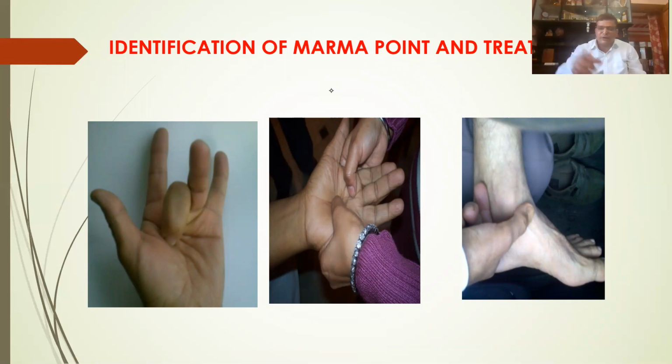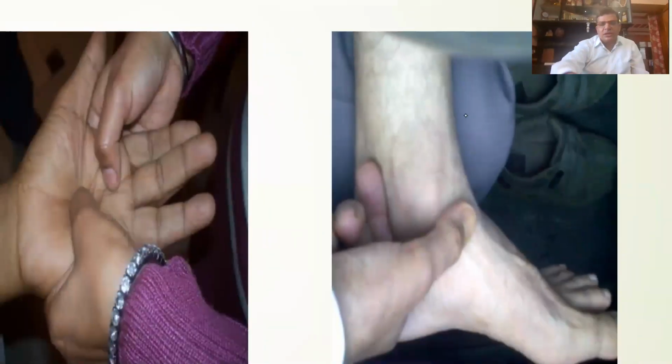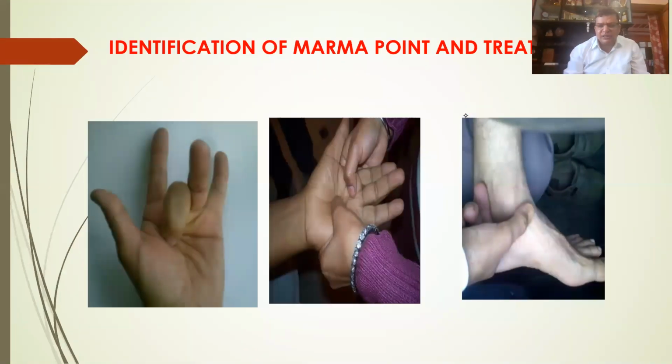In case of Gulpha Marma identification, just look at this diagram. There is a medial malleolus, and we make a key and lock theory, and we have to move this bone above this, and that will create a sparky sensation, which stimulates the Gulpha Marma. It is a very effective Marma point.